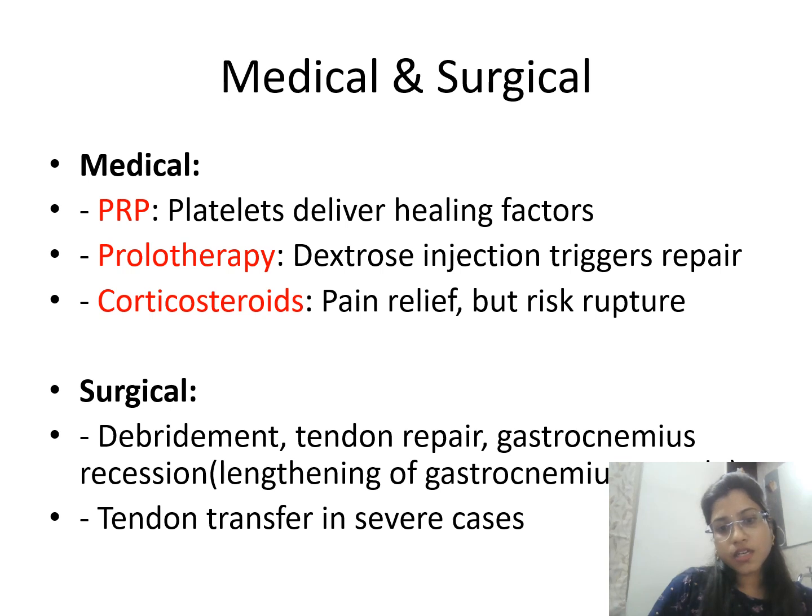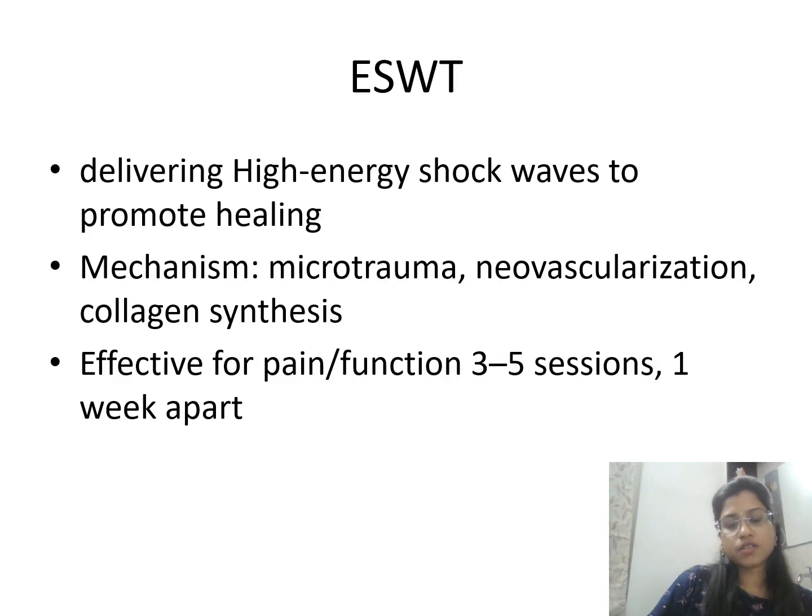What are the surgical modalities? If medical treatment is not effective, then surgical treatment has to be done, like debridement, tendon repair, and gastrocnemius resection, that means lengthening of the gastrocnemius muscle. Next, tendon transfers in severe cases and ruptures.